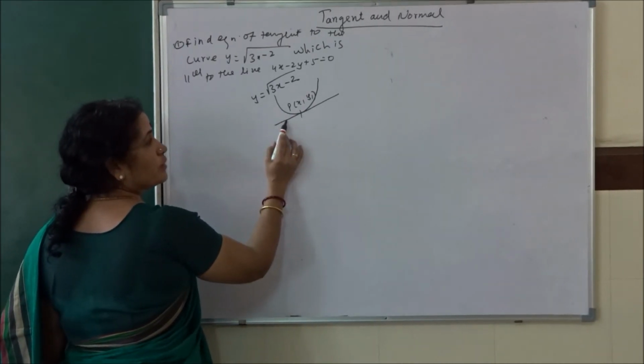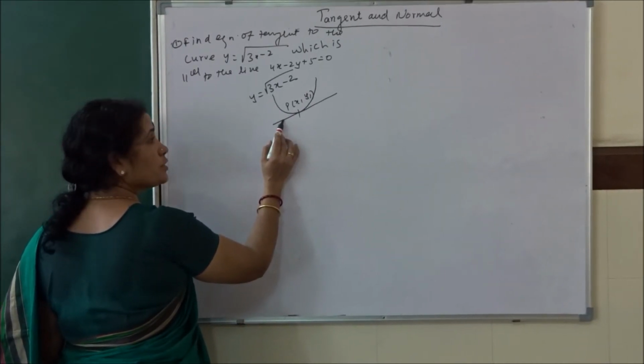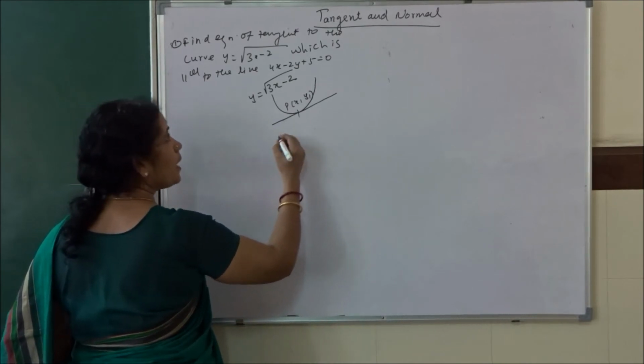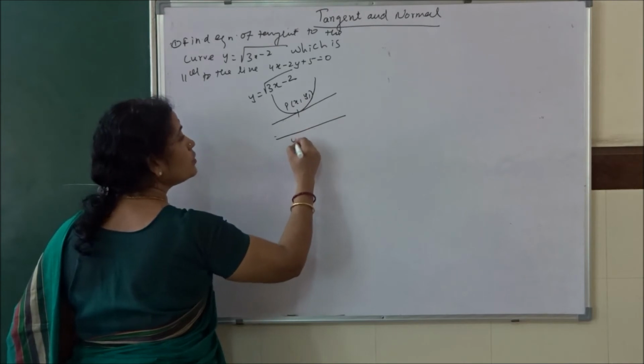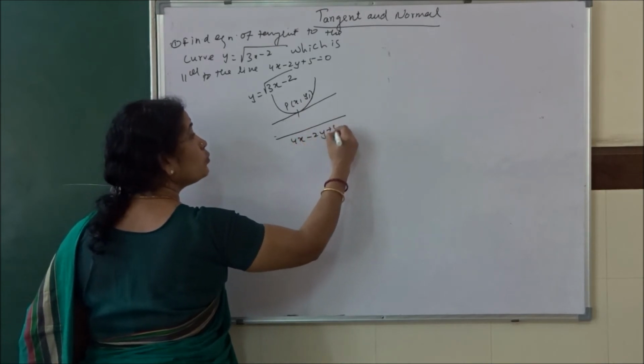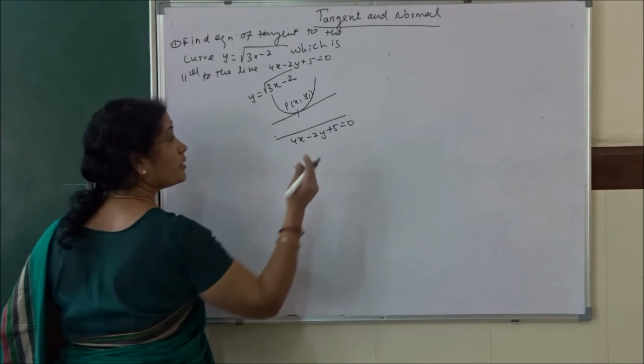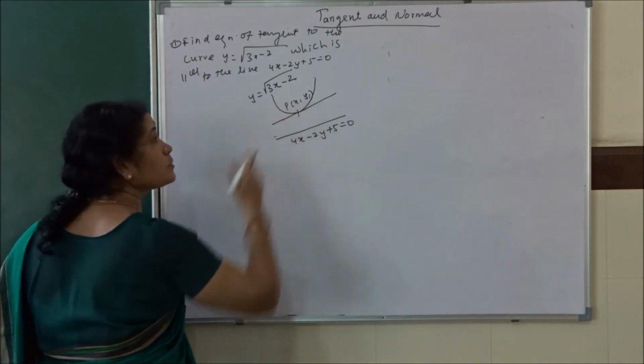Find the equation of tangent which is parallel to the line. See, the tangent line is parallel to this line 4x minus 2y. Through this diagram, maybe you can understand the question, how to find this point.